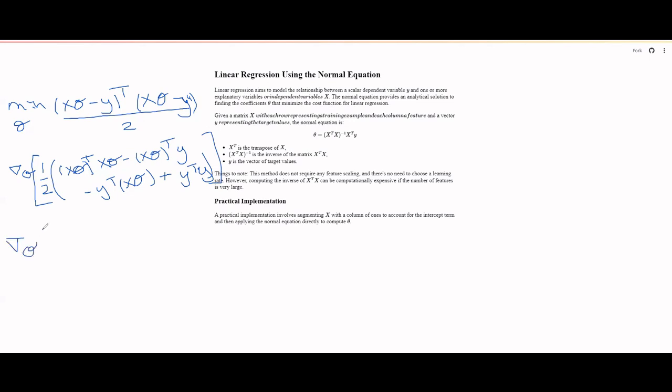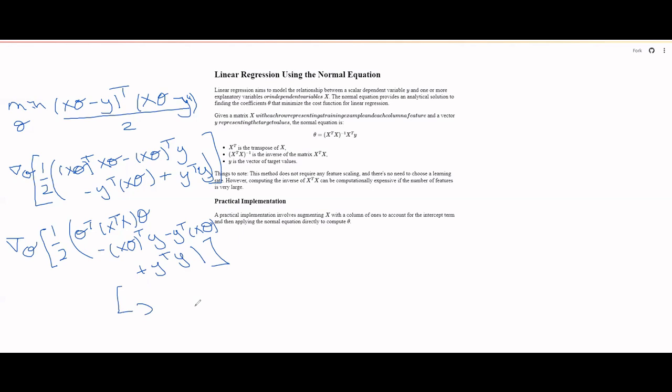So let's group some terms just to make our lives easier. So we're going to regroup, we're going to rewrite some stuff. So we're going to have from this theta transpose x transpose x theta. And then these two things are going to remain as they are: (x theta) transpose y minus y transpose x theta. And then finally plus y transpose y. Okay.